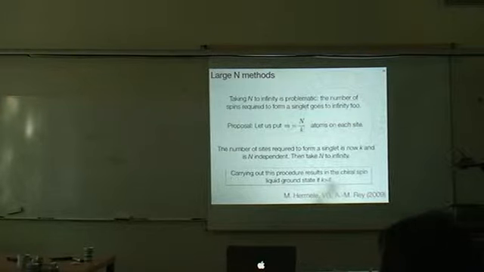So the problem is that you could just take N to infinity and place one fermion on every site, and only make N large. It's a natural thing to do, one strontium per site. But it's a problematic limit, because as N is increasing, the number of atoms required to form a singlet is increasing too.